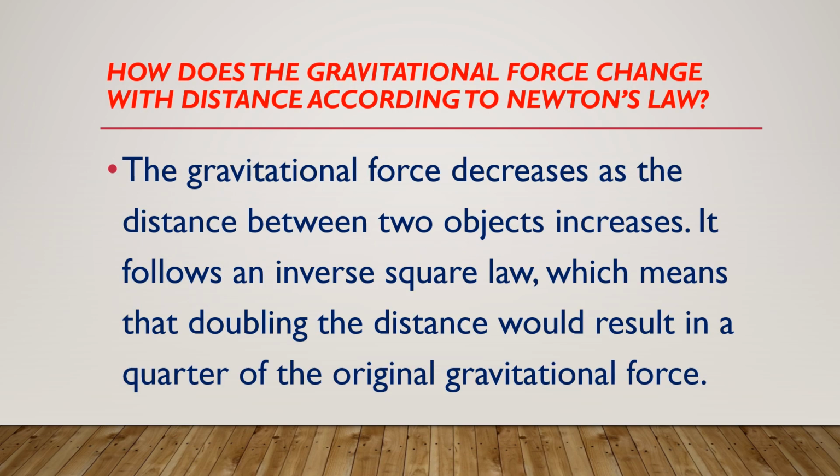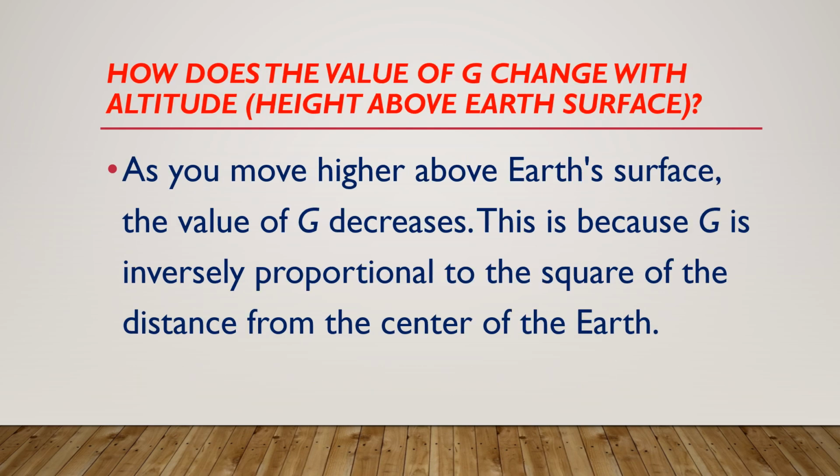How does the gravitational force change with distance according to Newton's law? The gravitational force decreases as the distance between two objects increases. It follows an inverse square law, which means that doubling the distance would result in a quarter of original gravitational force. How does the value of g change with altitude?